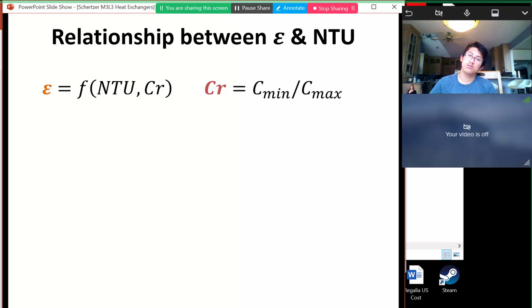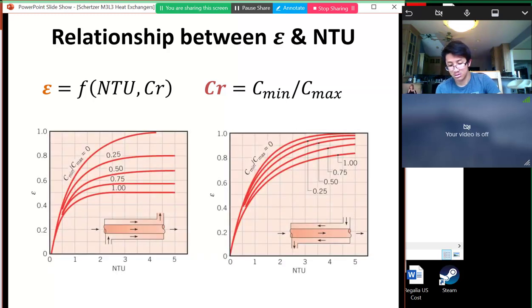So CR is the ratio C min divided by C max. So CR should always be less than 1. If you're calculating CR and you get a value bigger than 1, it means that you did it wrong. So you need to take the inverse of that.